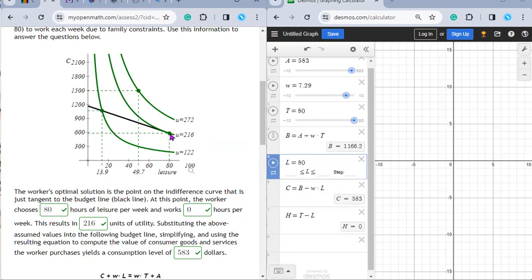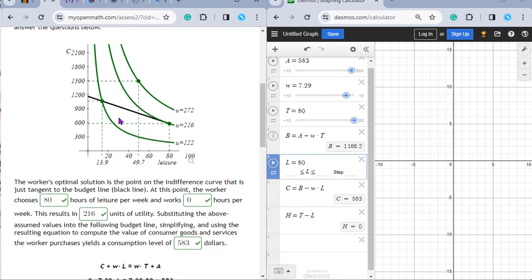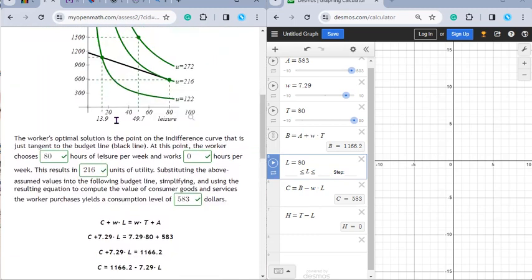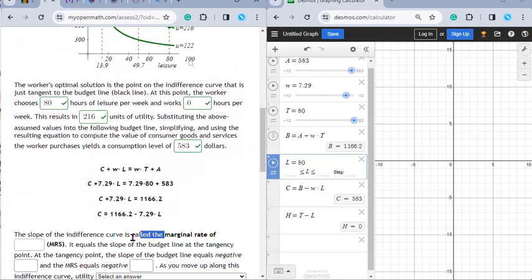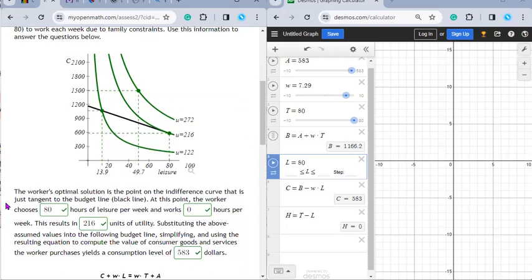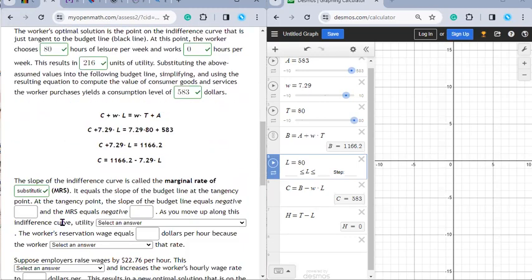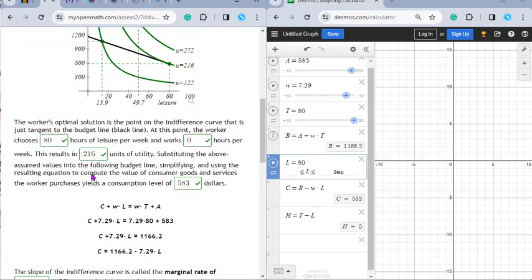Down here, leisure is not scarce, but consumer goods are scarce. And that's why this curve bows toward the origin. Now, the slope of the indifference curve is called the marginal rate of substitution. We've mentioned this quite a bit so far. It equals the slope of the budget line at the tangency point.